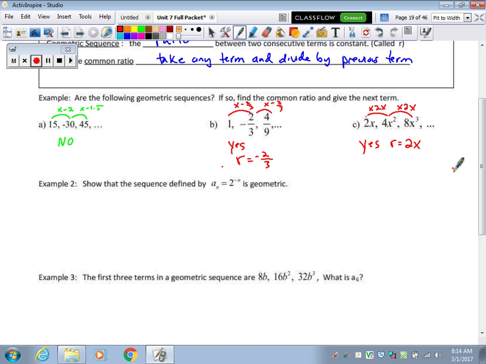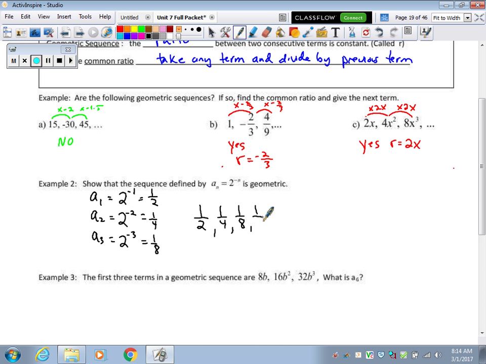Okay, so if you don't have the list of numbers, but you have the rule, you do it the same way we did with arithmetic. You plug 1 in, plug 2 in, plug 3 in, etc. So if I plug in 1, I'm going to get 2 to the negative 1. 2 is 2 to the negative 2. 3 is 2 to the negative 3. So my pattern is 1/2, 1/4, 1/8, and it'll continue in that vein.